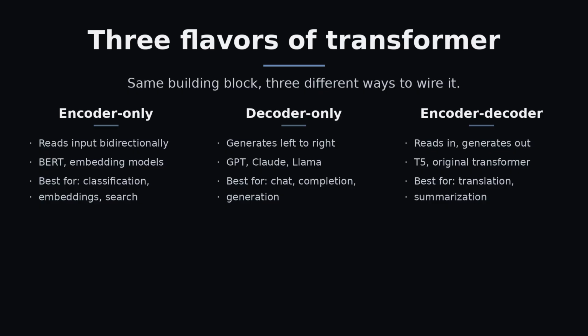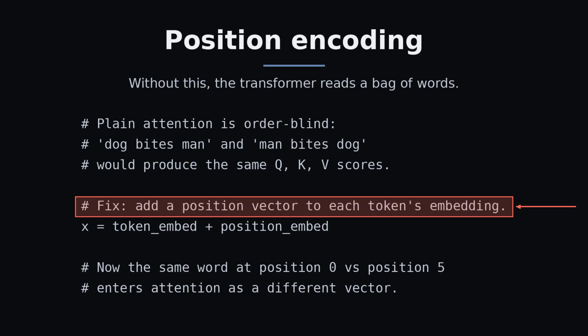Decoder-only models generate text 1 token at a time, left to right, only attending to tokens before the current one. That's GPT, Claude, Llama, every modern chatbot. And encoder-decoder models do both, encode an input sequence, then decode an output sequence. Translation and summarization started here. Same block, 3 wirings.